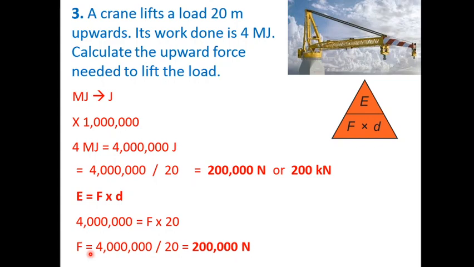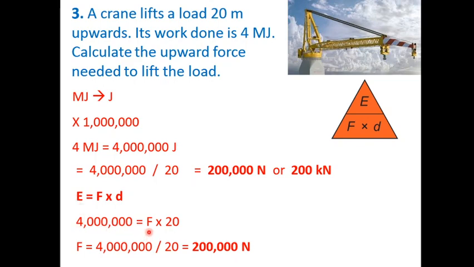The other way of doing it is to write down the equation as you've learnt it. So work done is force times distance, and then substitute the numbers that you've got into the equation. So the work done in the question is the 4 million joules. So instead of writing E, we substitute that with the number.